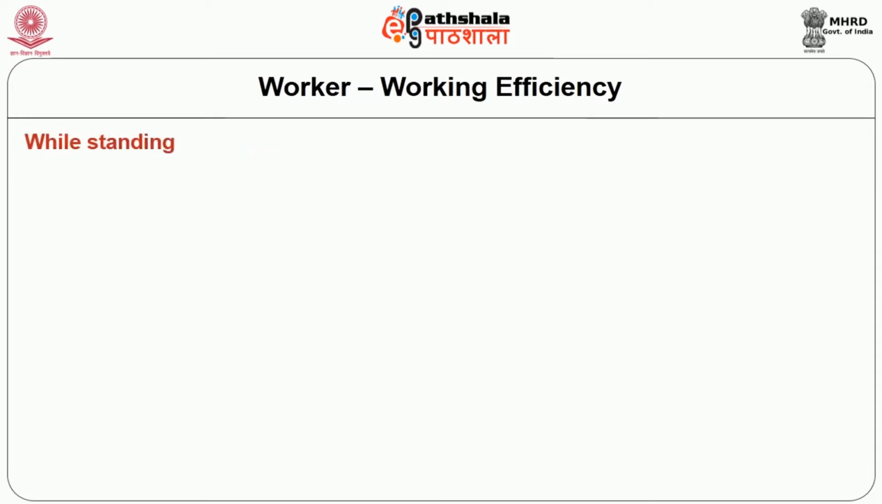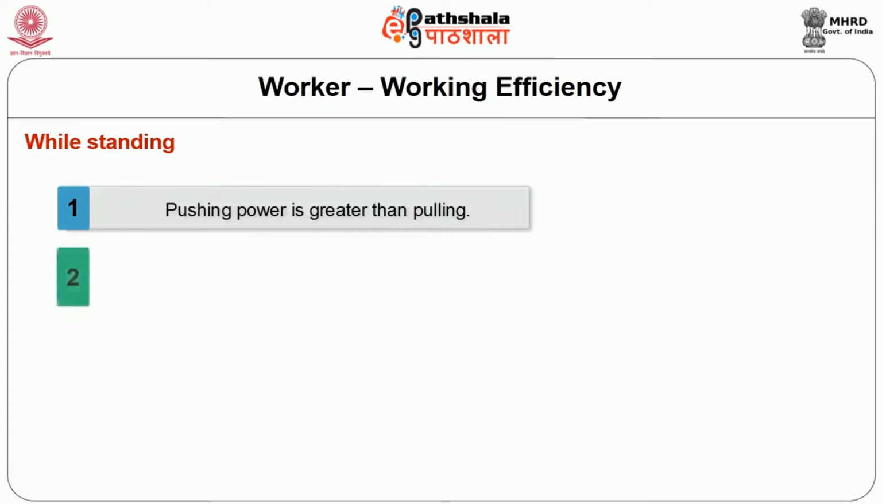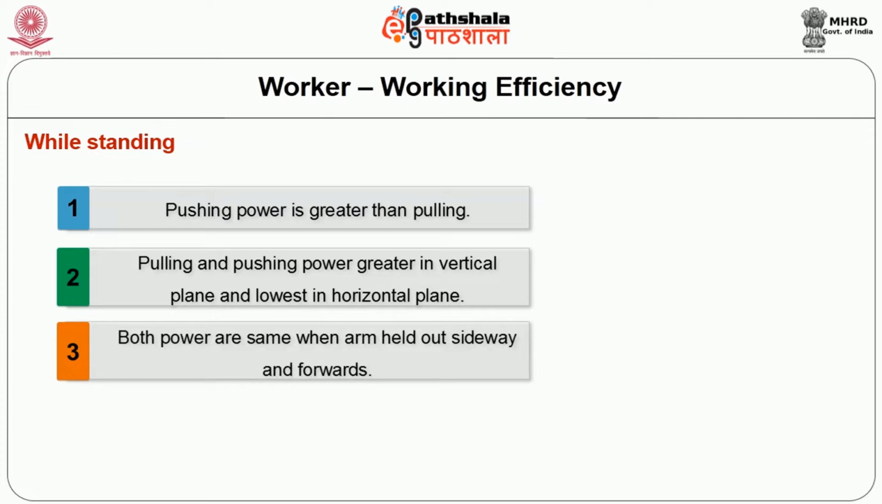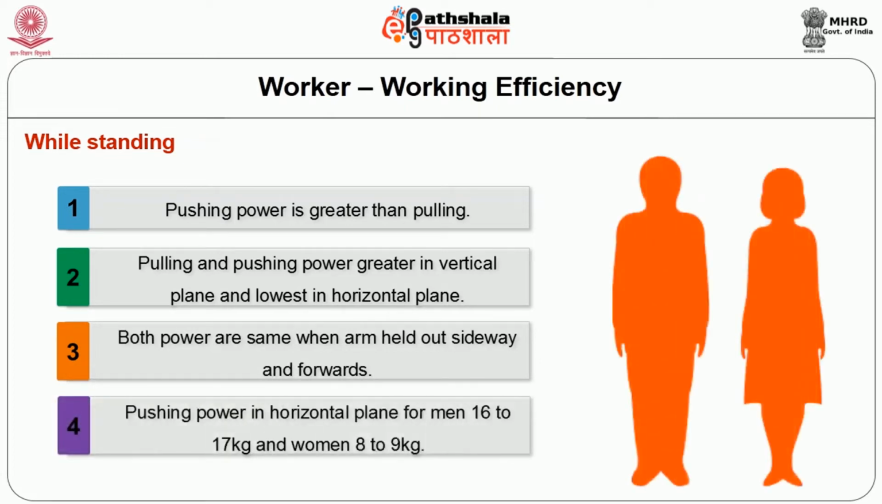Now when you stand and do the work, pushing power would be greater than pulling, and pulling and pushing power would be greater in a vertical plane and lowest in the horizontal plane. Both powers would be the same when the arm is held out sideways and forward. Pushing power in the horizontal plane for men would be around 16 to 17 kg and for women only around 8 to 9 kg.